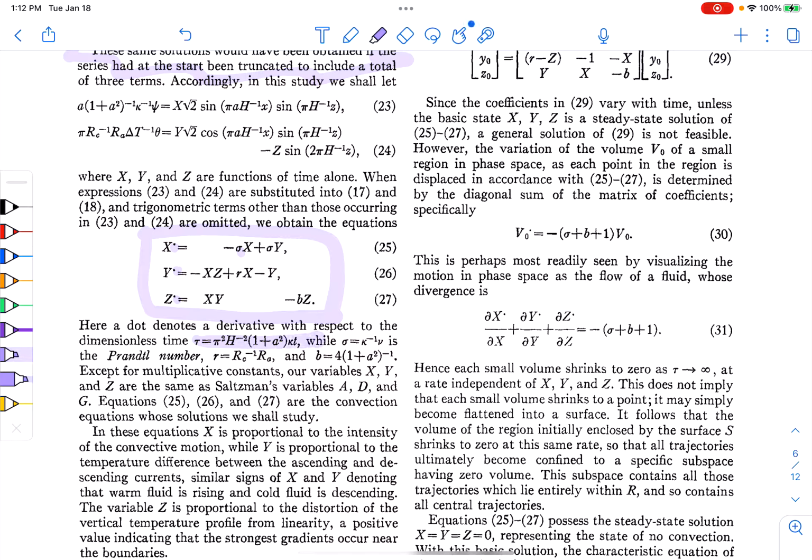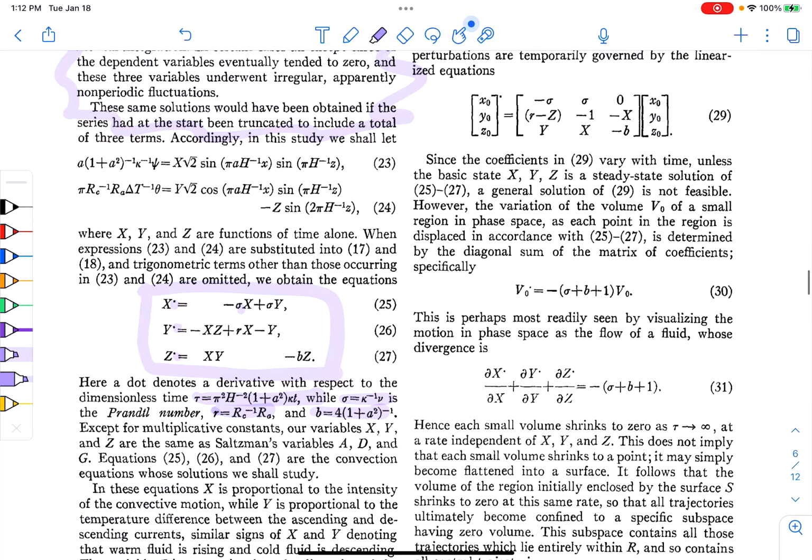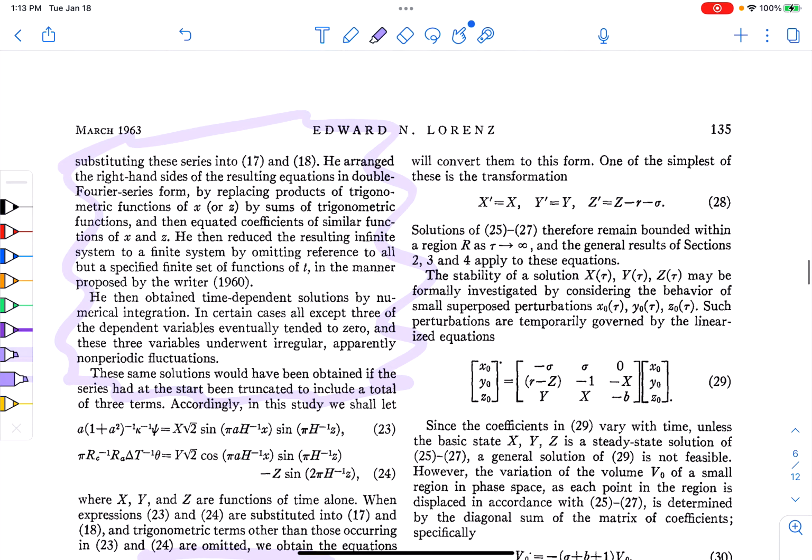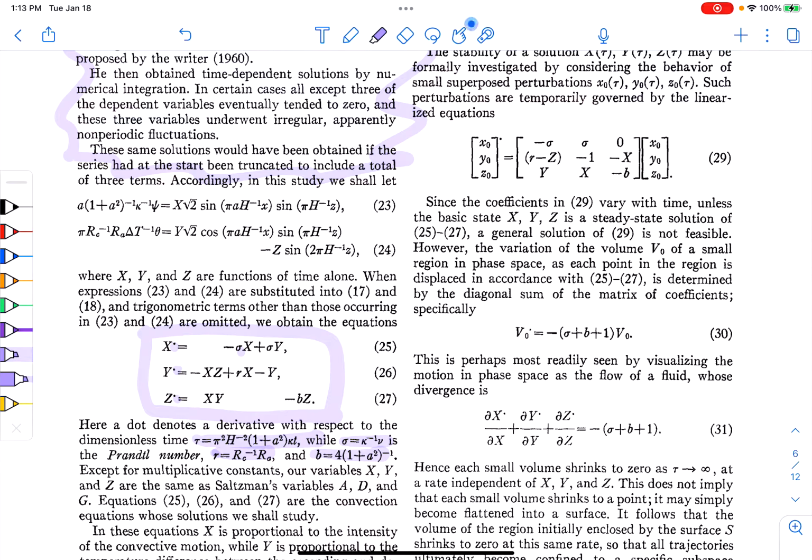And these coefficients are defined here. So b, sigma, r are just constant coefficients. For example, sigma is the Prandtl number. And so we can set these to whatever we want and then study the numerical solutions of the system.